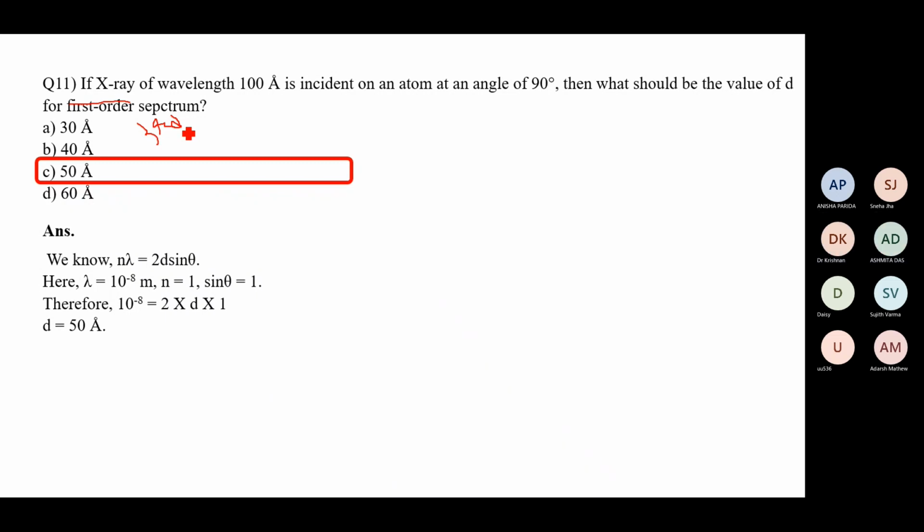Okay. Because third order, no? Third order means n equals 3, so 300 divided by 2d sin theta. Just a minute. Let's say 3 by 2, divided by 2. 150. Okay.